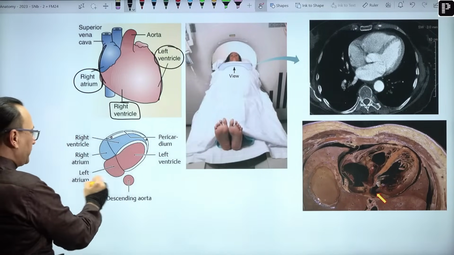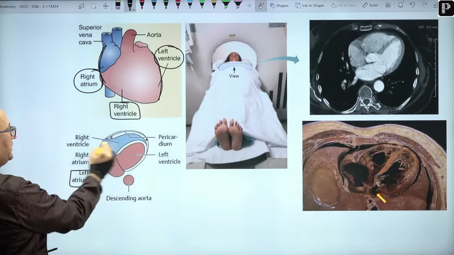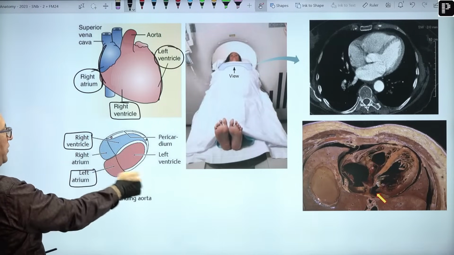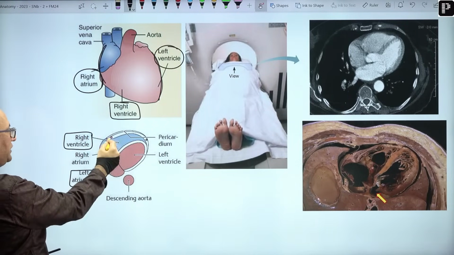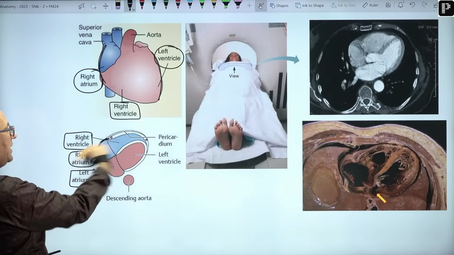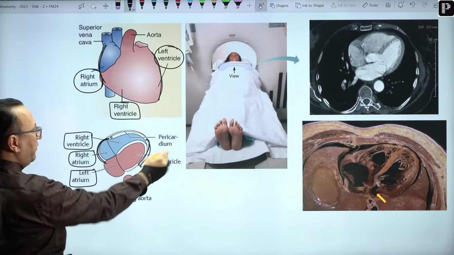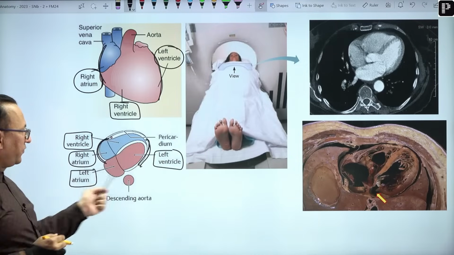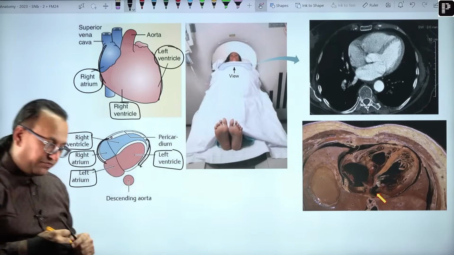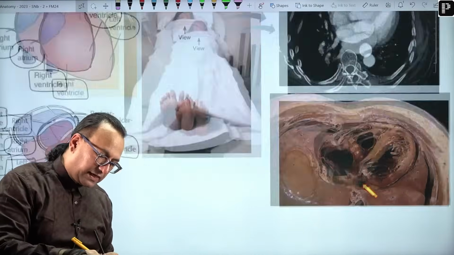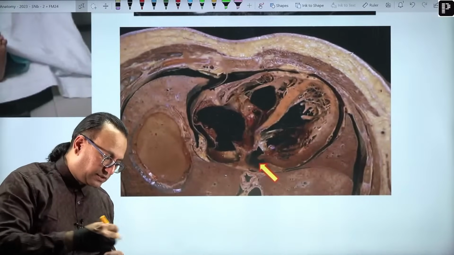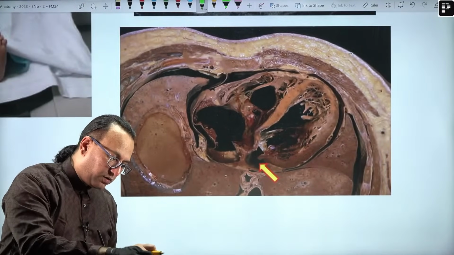So the most posterior is the left atrium, the most anterior is the right ventricle. The right border of the heart is mostly right atrium. The left ventricle forms the left border of the heart. And the same story, the four chambers can be seen there. If I zoom this dissected specimen, let us check your knowledge now.